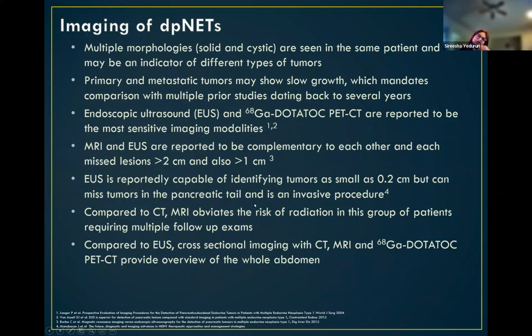Compared to CT, we all know there's no radiation with MRI. Compared to EUS, cross-sectional imaging with CT, MRI, and gallium dotatate provide an overview of the whole abdomen. With EUS, we are only looking at the pancreas and duodenum, and here we get the whole picture of the abdomen.